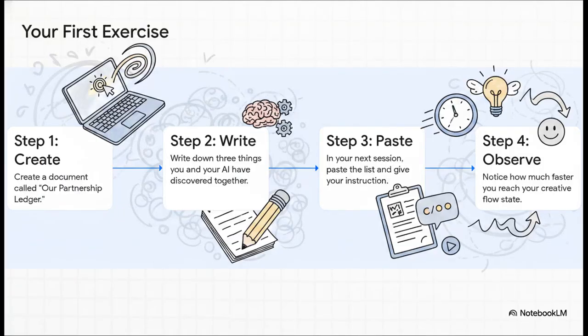Here is a super simple exercise I want you to try right after this. One, open a new document. Call it our partnership ledger. Two, just write down three key things you figured out with your AI recently. Three, the next time you chat, paste that list in and just say, this is our history. Use this to inform everything we do today. And then four, just watch.